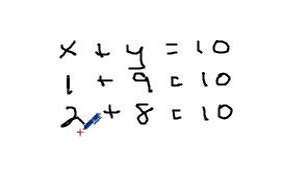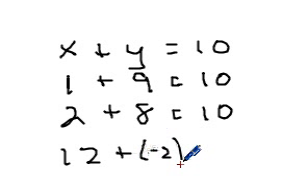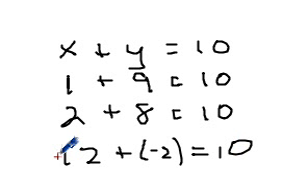And I could just keep doing this. What if I had 12 for x? What do I have to add to 12 to get 10? If you said -2, that's correct. So there's a whole bunch of values that we could fit into x and y to make this equation correct. In order to do that, we create what we call a table of values, just to keep our stuff organized.